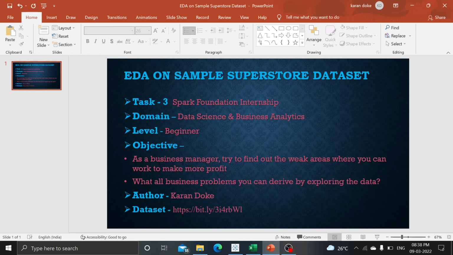So the task given is that we have a sample Superstore dataset on which we have to perform exploratory data analysis. The objective of this task is, as a business manager, to try to find out the weak areas where you can work to make more profit and more sales. The second objective is what business problems you can derive by exploratory data analysis. The level of the task is beginner, and you can download the dataset using this link.